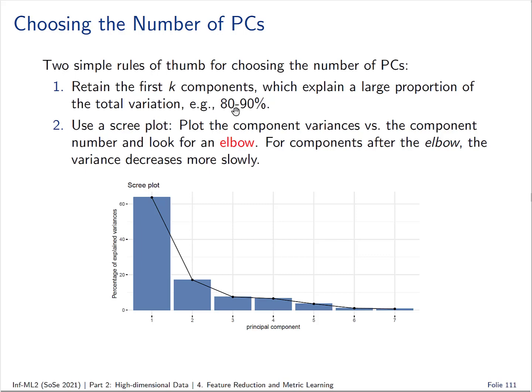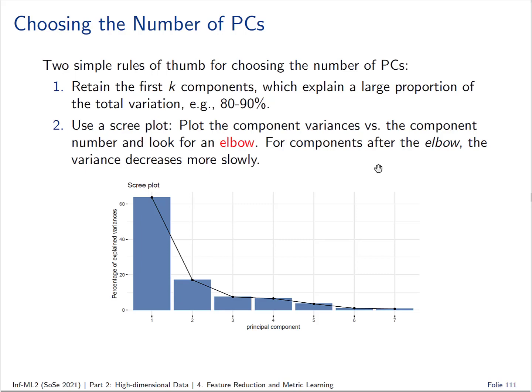If this is not too clear, we can also use a so-called scree plot. So we plot the component variances versus the component number and look for an elbow in that plot. This is actually the figure for the heptathlon data set. We have 7 principal components, with the corresponding lambdas, the corresponding eigenvalues, plotted as the height of the bar. And we see that the first principal component already explains more than 60% of the data, and then there is a clear decrease, and then there is a plateau. So there's a kind of elbow in this plot.